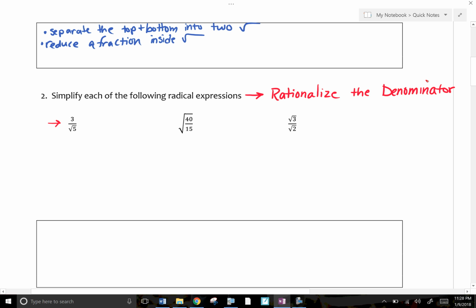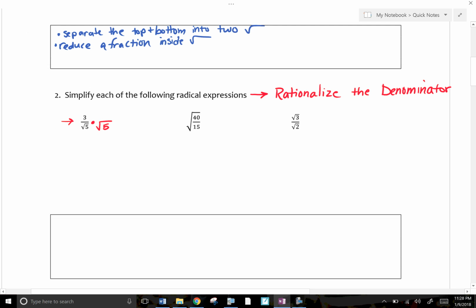Okay, so we are going to rationalize the denominator. The way that we do that is we say, this radical needs another piece. So I am going to multiply by root 5 over root 5. Well, that seems a little crazy, but here's why I do that. On top, I just get 3 root 5. On the bottom, I get root 5 times root 5, which is root 25, which gives me 3 root 5 over an actual 5.